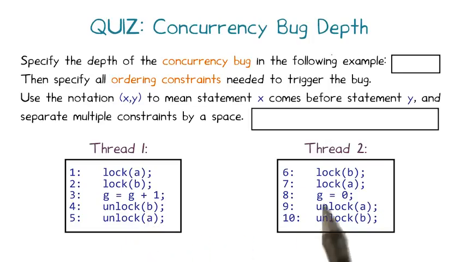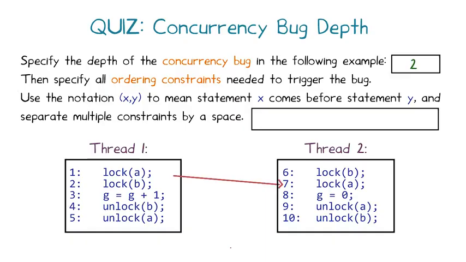Whenever two threads running in parallel are allowed to hold multiple locks, there's a potential for both threads to block indefinitely if the threads acquire the locks in different order. This classic concurrency bug is called a deadlock, a situation in which neither thread can execute any more statements because the other thread is holding a lock needed to make progress. The concurrency bug in this program is a deadlock of depth 2.